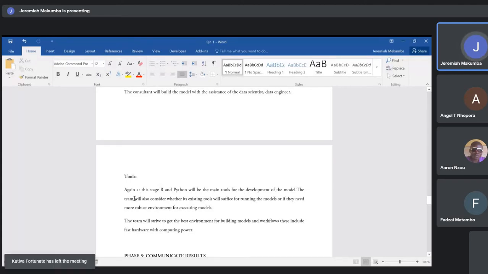And the team will also consider whether its existing tools will suffice for running the model, or if they need a more robust environment for executing the model. Right? The team will strive to get the best environment for the model and workflows. This includes fast hardware with computing power.